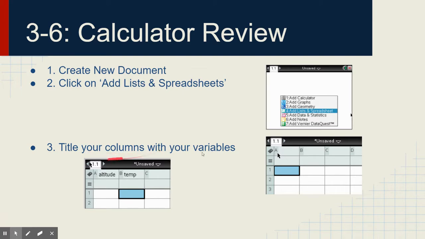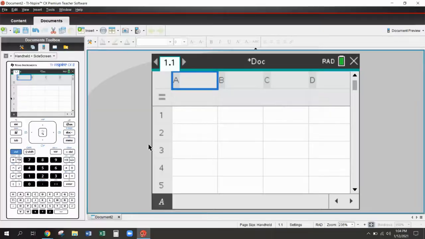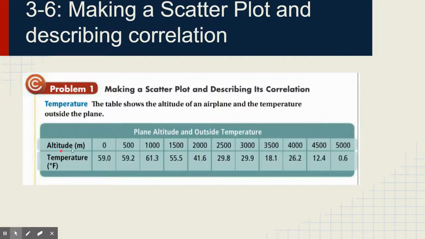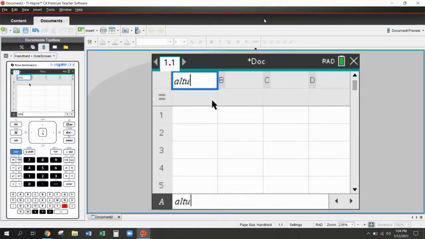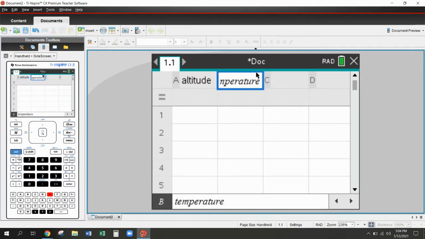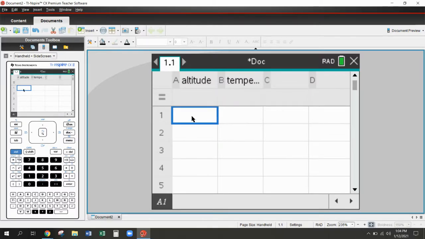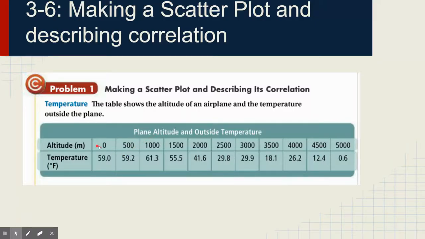These are the notes you want to be copying down. And then the third thing we want to do is title your columns with your variables. My two variables: altitude is my x, temperature is my y. So, altitude, and you type here on the bottom of your calculator, this keypad, tude, I can spell. And temperature is my y. Then I'm going to go through here and input my data.